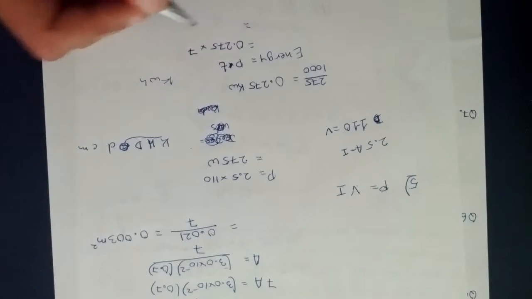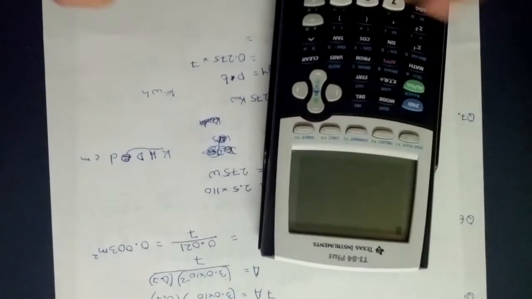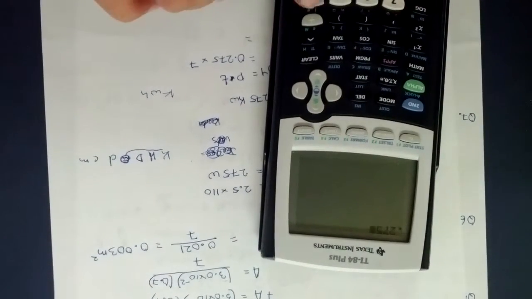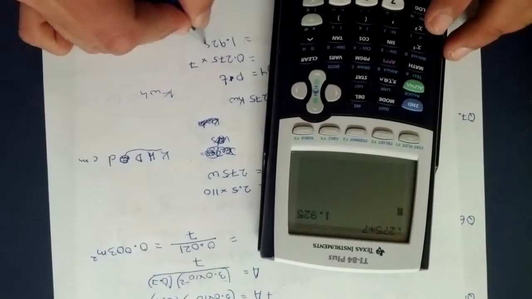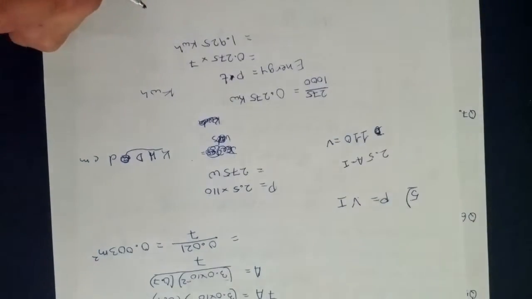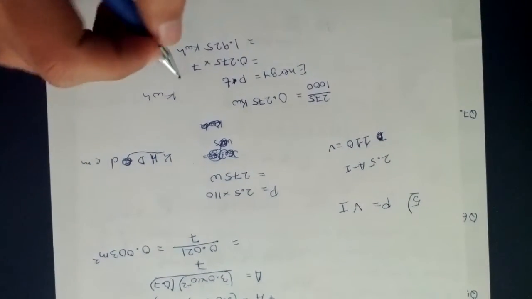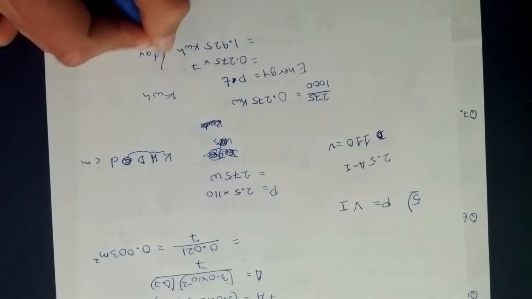So you just multiply the two: 0.275 times 7, and you get 1.925 kilowatt-hours, right? And that's in 1 day, per day.